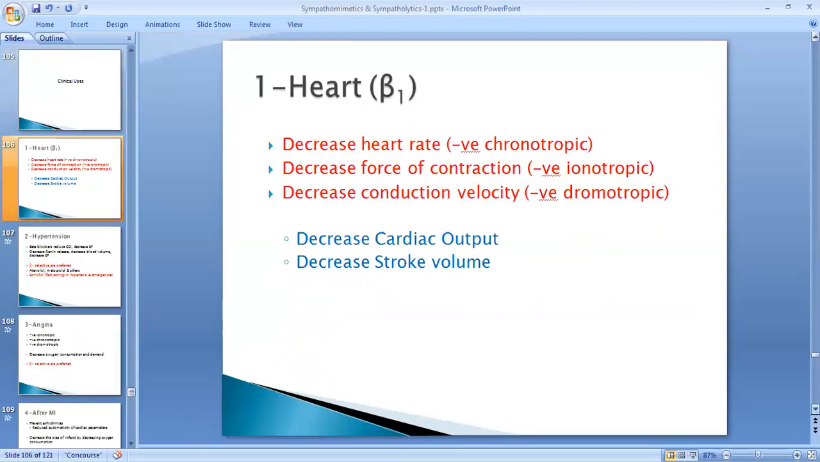Clinical uses. The most important use of the beta blocker is in the heart, where beta 1 receptor lies. So it decreases heart rate, decreases force of contraction, decreases conduction velocity, decreases cardiac output, and decreases stroke volume. So it should be used especially in ischemic heart disease or after MI. Decrease workload of the heart.